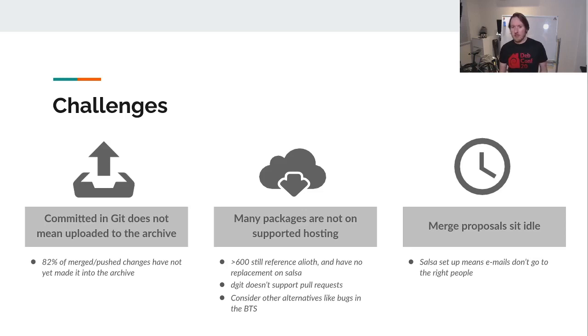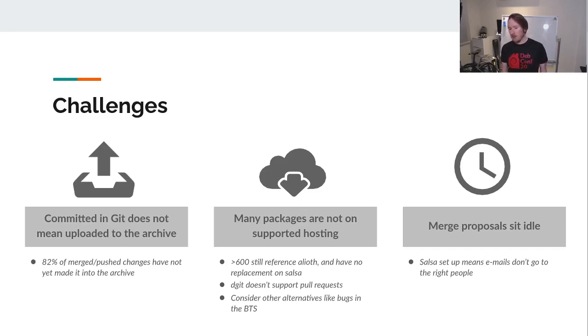And then secondly, there are a lot of packages that aren't actually hosted on a platform supported by the janitor. So there are more than 600 packages that are still listed as being on Alioth, and for which there's no obvious replacement on Salsa, even if you apply some clever heuristics. Then there are a bunch of packages that are hosted on dgit, and as far as I know, dgit doesn't support pull requests of any kind.